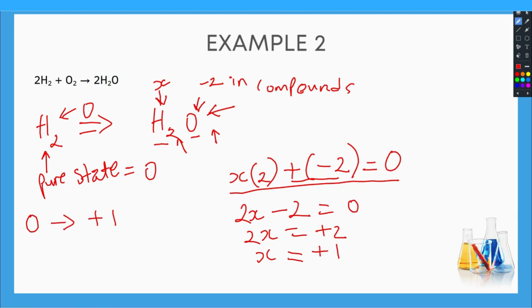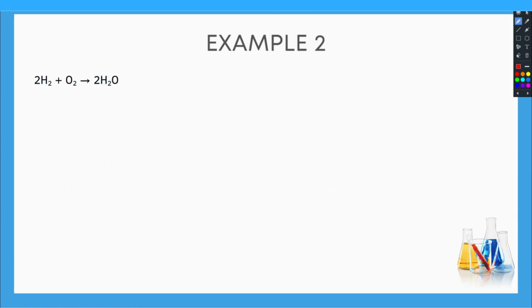Now, from 0 to +1, does the number increase or decrease? I'm sure you said increase because +1 is greater than 0. So when the oxidation number increases, what happens? We say oxidation has occurred. Automatically, when the oxidation number reduces, we say reduction has occurred. Now, let's check out for oxygen and see if we're going to get a reduction or oxidation.